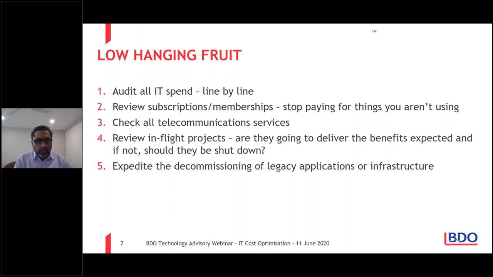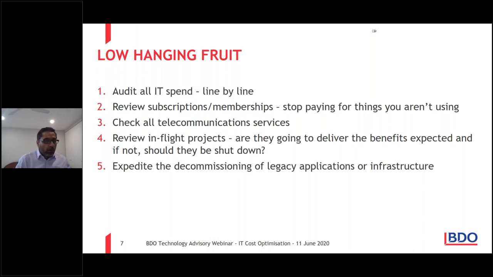The second one is, look at subscriptions and memberships. Now, many IT groups, IT team members, sign up for some subscriptions as they are going through either a project or implementing some change initiatives. And it's always good for them to go and look at what's happening, learn from the right organization, sign up for membership, etc.